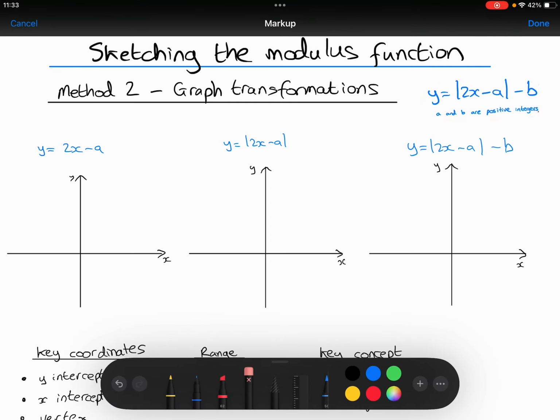I'm first going to think of the very simple just 2x minus a graph. That's what I'm going to draw first of all, because I know that's a straight line. It has a y-intercept of minus a. So let me put minus a roughly here. And I know it has a gradient of 2. So along 1, up 2. So it's going to look something like this.